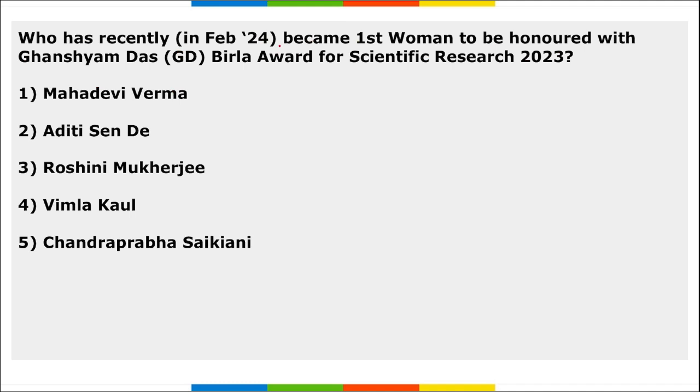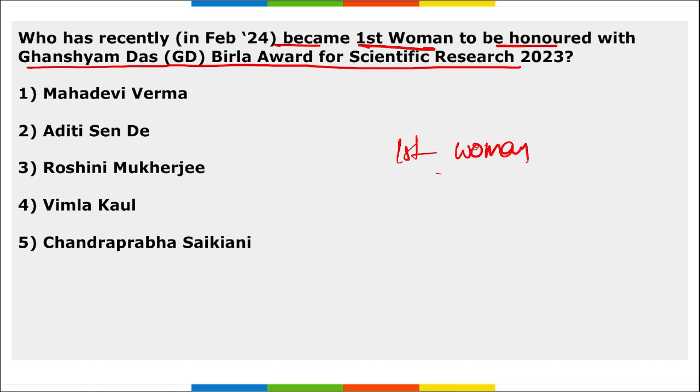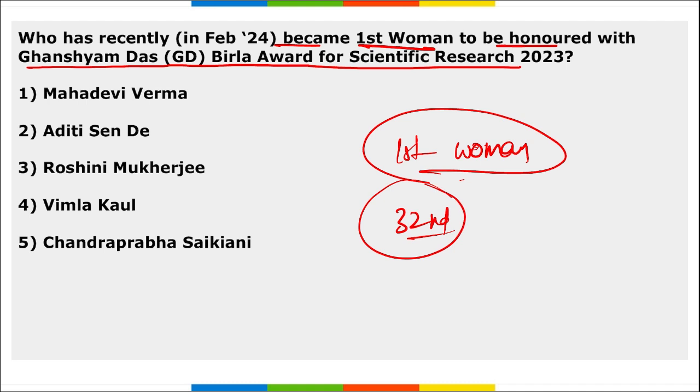Next, who has recently become the first woman to be honored with the Ghanshyam Das Birla Award for Scientific Research? She is Indian, but the first woman to be honored with the 32nd edition of the Ghanshyam Das Birla Award for Scientific Research, and this was for her contribution in the field of physics. What is her name? Aditi Sen De.